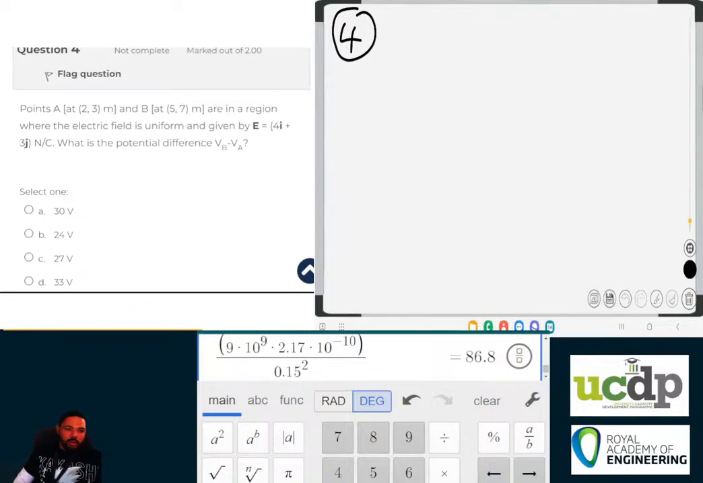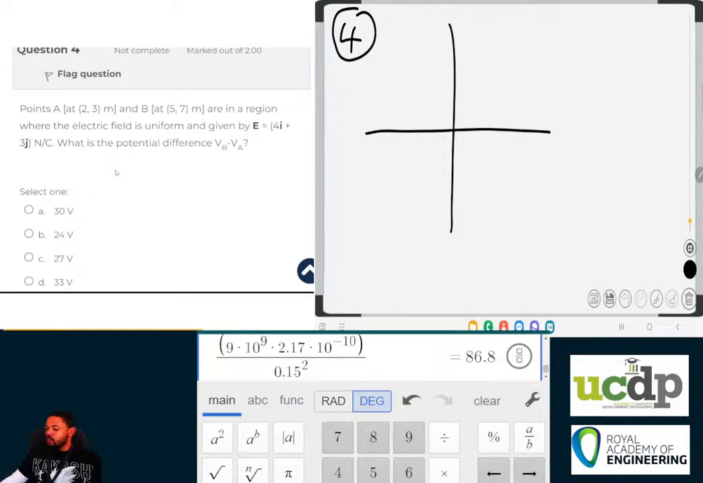Point A at (2, 3) meters and point B at (5, 7) meters are in a region where the electric field is uniform. Okay? So let's try and draw what is happening. There is a uniform electric field, and at (2, 3), somewhere here is point A, and point B is at (5, 7), so somewhere here.